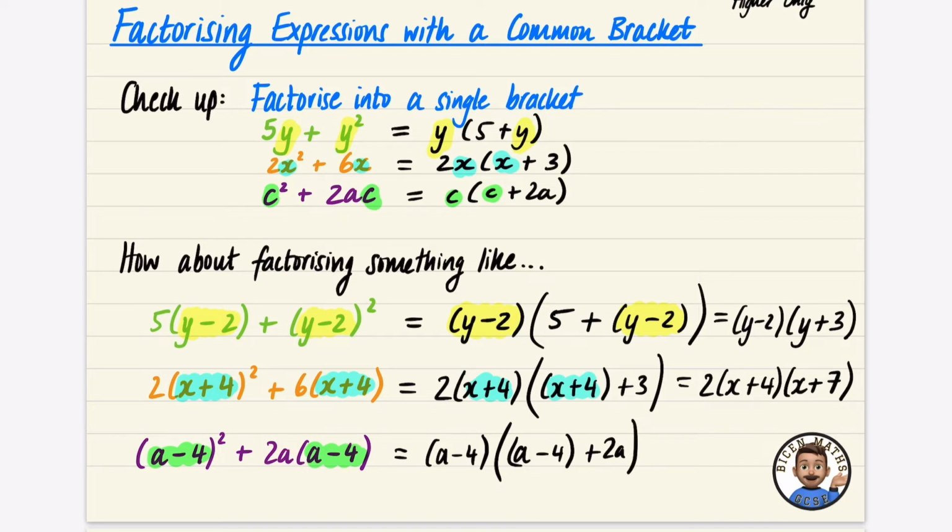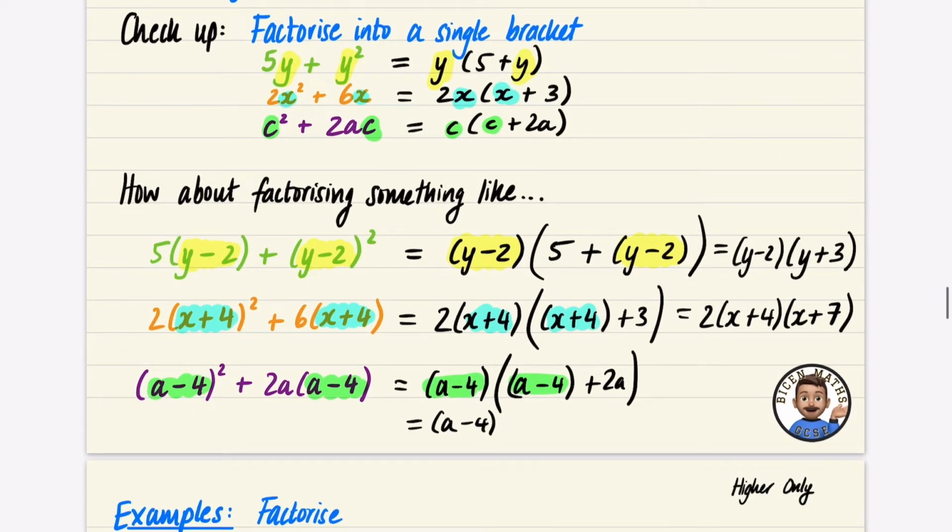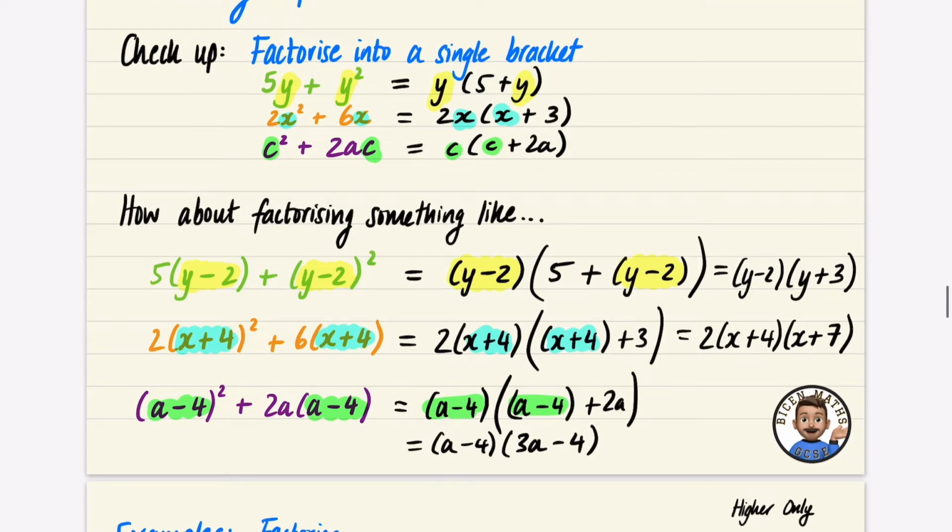Look at the similarities. Here we have where there was a c, and then where there was a c. Everything else is still the same. So I'm just going to simplify what's inside the second bracket. That is a minus 4. You have a minus 4 plus 2a. Well, a plus 2a is 3a, so we get the 3a minus 4 like this.